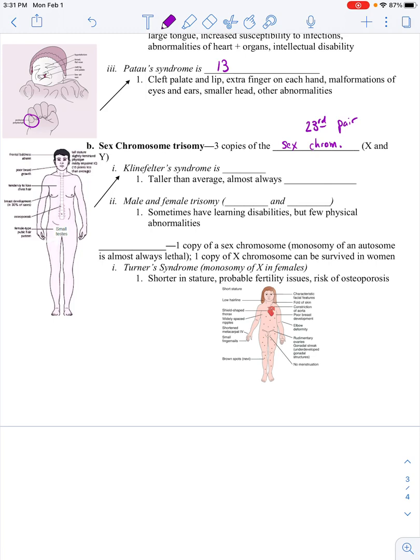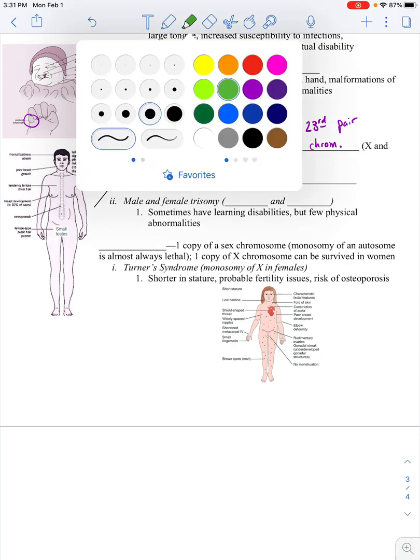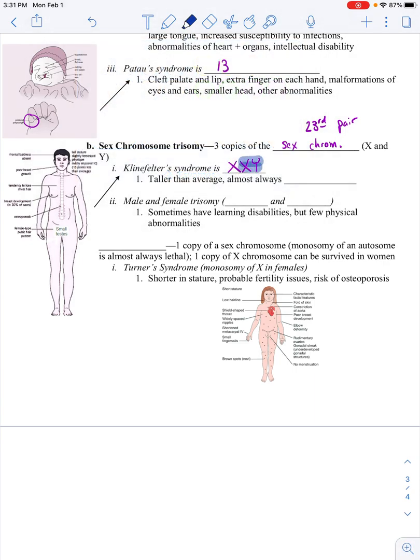So the first trisomy is called Klinefelter's, and that is XXY. Now, typically, genetic males just have an X and Y chromosome. So the extra X is the trisomy there. And these males are often taller than average, and typically they are sterile, meaning they cannot have children. But many actually do not even know that they have a trisomy. It also often does not present itself until puberty.